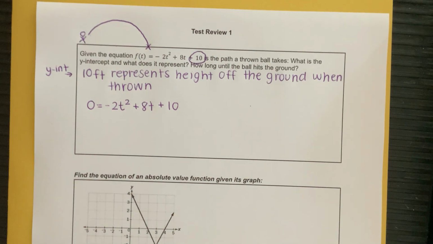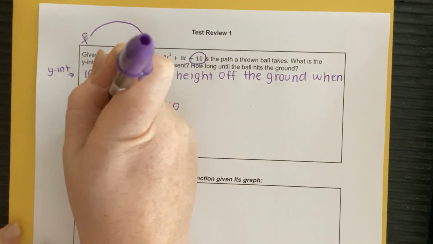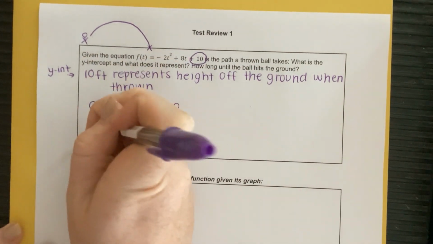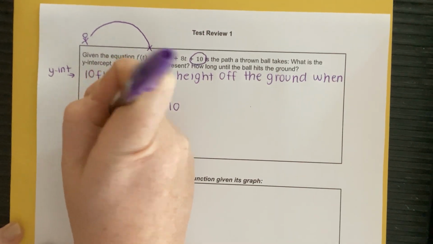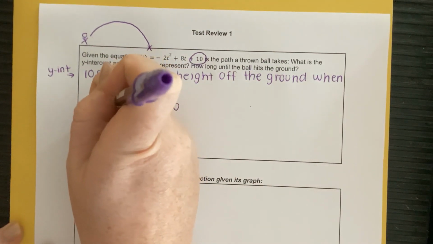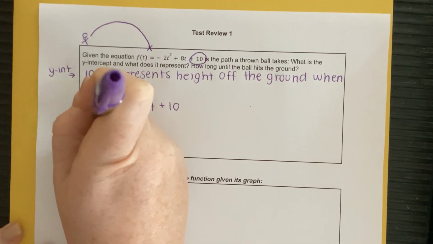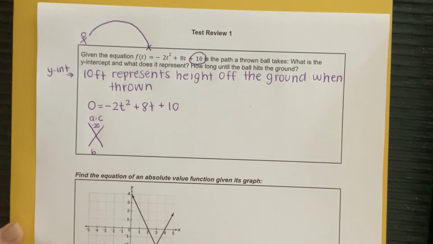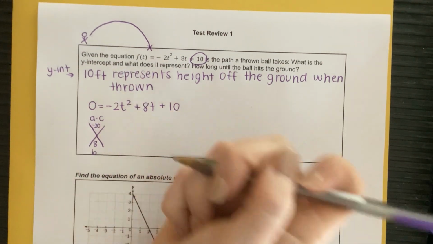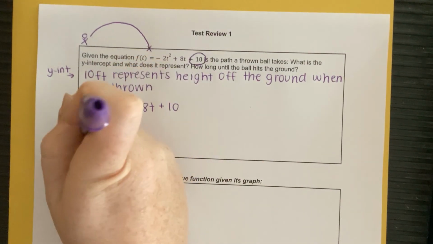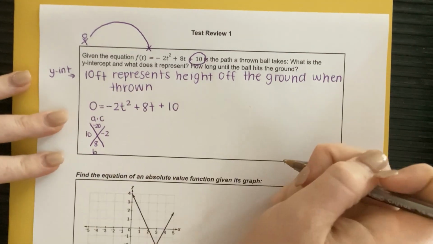Okay, so now in this case, your best bet in solving is going to be to factor. Now, when you are factoring, make sure that whatever you normally follow is what you're sticking to. We haven't talked a ton about factoring, but you did do it in Algebra 1. So I like to do this X method. Your top is your A times C, and your bottom is your B. So A times C is negative 2 times 10. We're trying to find something that multiplies to give us negative 20, but adds to give us positive 8. In that case, that's going to be positive 10 and negative 2.